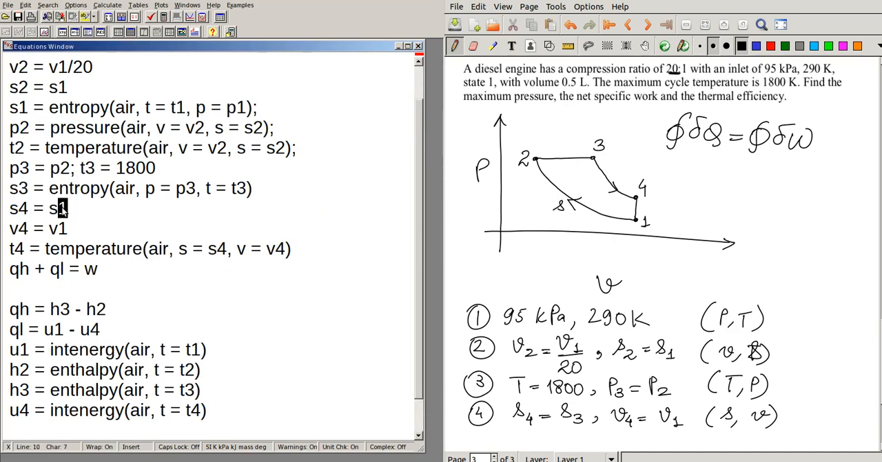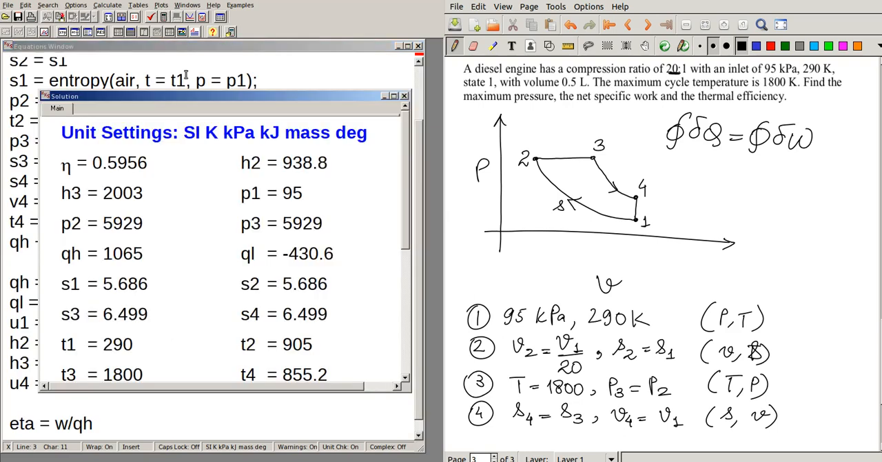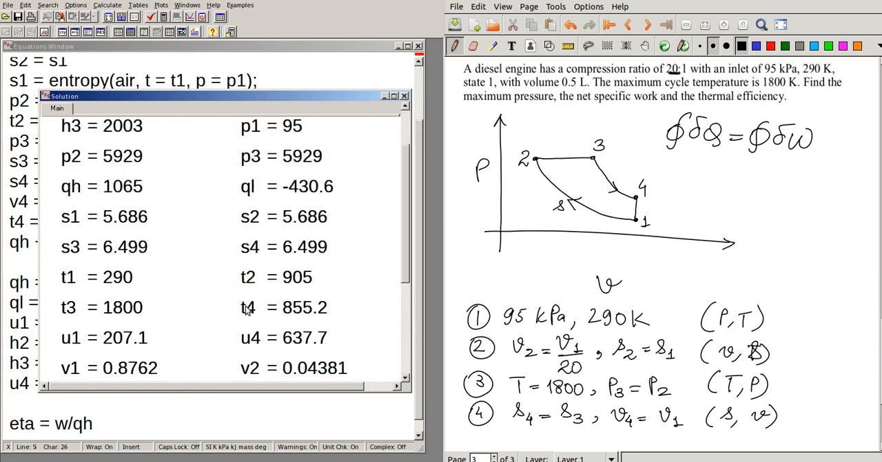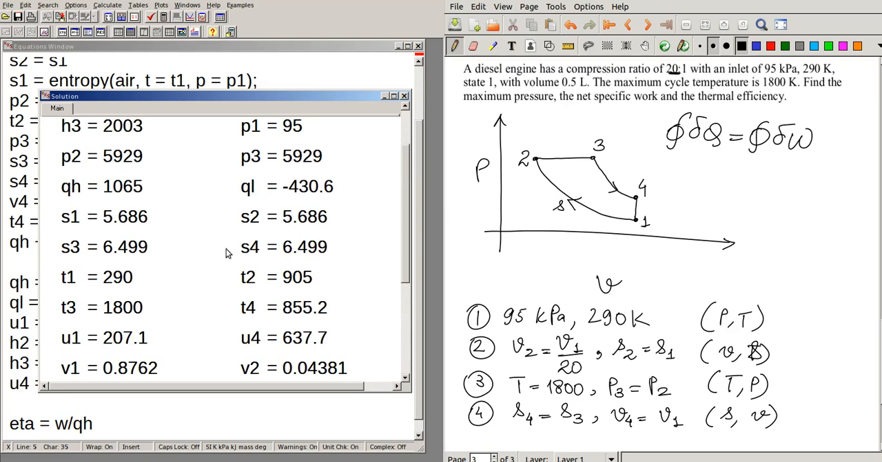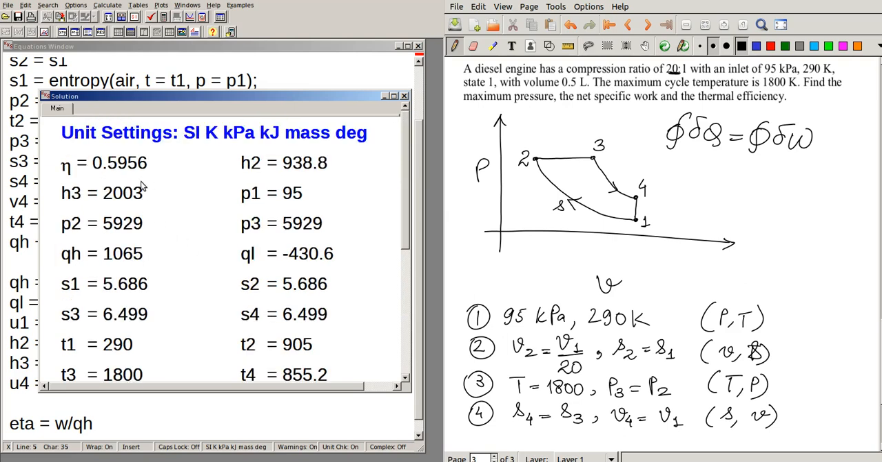So this is the mistake. S4 is not equal to S1, rather it is equal to S3. Because of this small mistake, we were getting points 4 and 1 identical. Okay, so QL is equal to minus 430. We had not accounted for the sign and wrote it simply as QH plus QL. But because QL is negative, we understand that the process from 4 to 1 is losing heat instead of gaining heat. The heat gained is 1065 kilojoule during process 2 to 3. As a result, the work is 634.1 kilojoule per kg, and the thermal efficiency of the cycle is 59.56%.